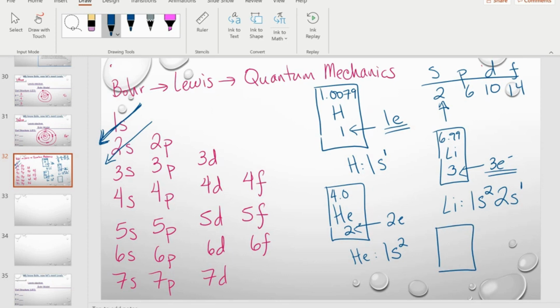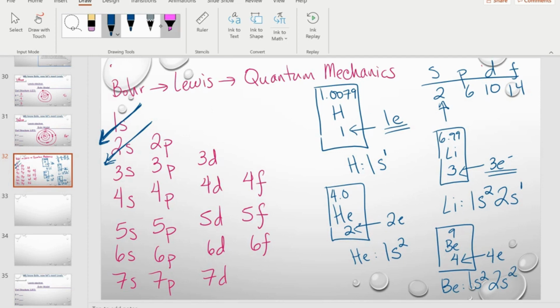Last one we're going to do right now is going to be beryllium. Beryllium is about 9 for its atomic mass, and it has 4 electrons. So that means that we're going to start from the top again. We're going to do 1s, put 2 electrons in there. We're going to go to 2s because that's the next arrow. And it's still an S, so we can put up to 2. So we're going to put 2 in there, and that's a total of 4 electrons.